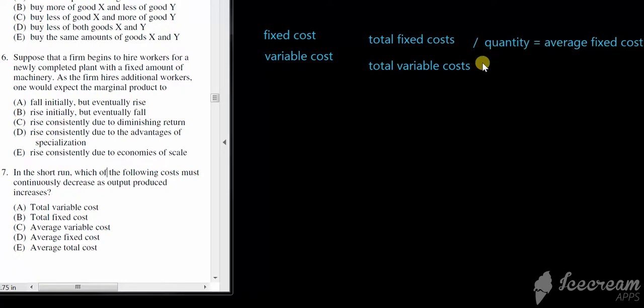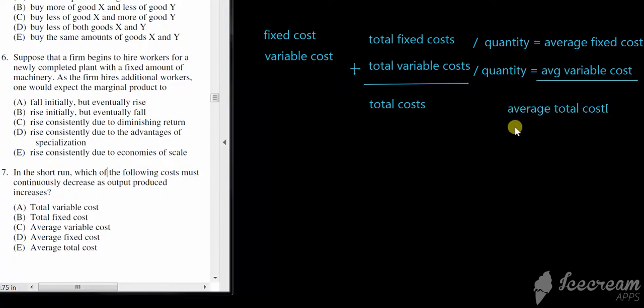Now if you divide the total fixed cost by the total quantity produced, you get your average fixed cost. And likewise, dividing the total variable cost by the quantity gives you the average variable cost. Now if we add up the total fixed costs and the total variable costs, we just get the total costs. And similarly, if we add up the average fixed cost and the average variable costs, we just get the average total costs.